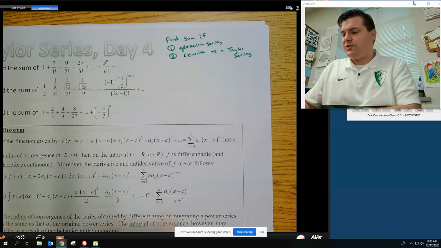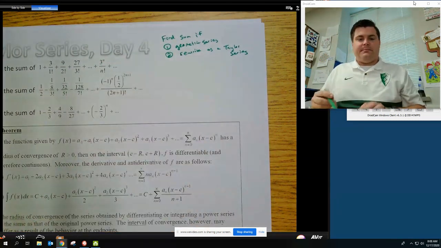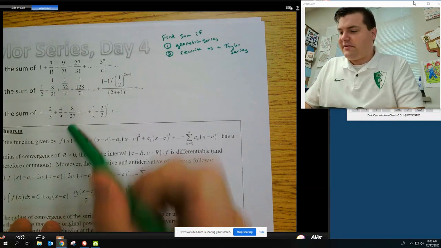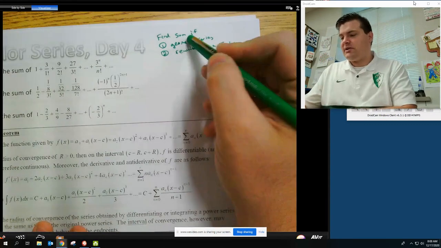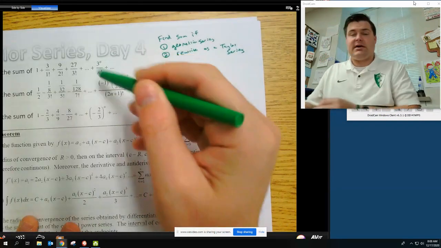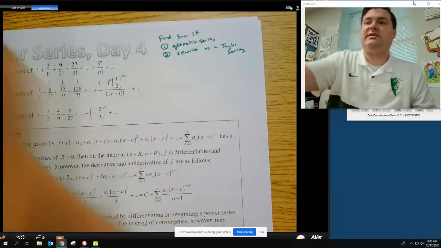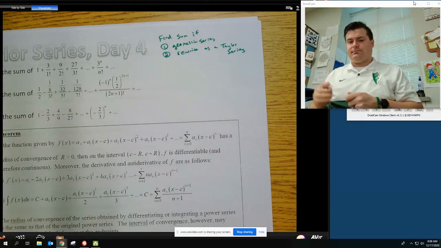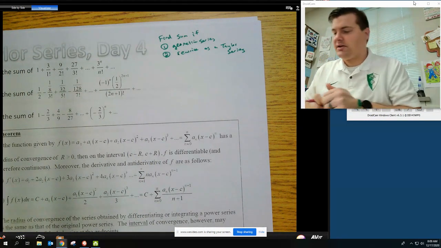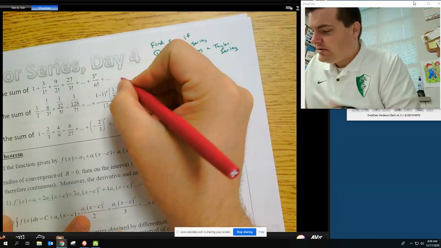So if you look at this first one right here, what you want to do is find the exact sum. So this is infinite. So you really can't do that unless it's a geometric, which it's not by looking at it. So I can't do that. So I have to rewrite this as a Taylor series in order to find this sum. So what Taylor series does this kind of look like? Well, it looks like e to the x.